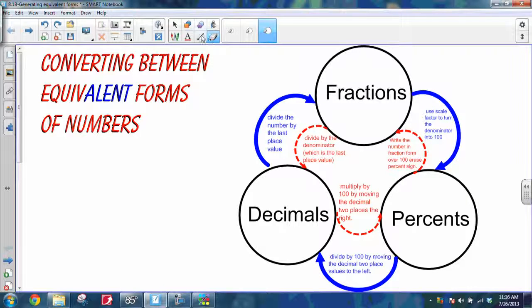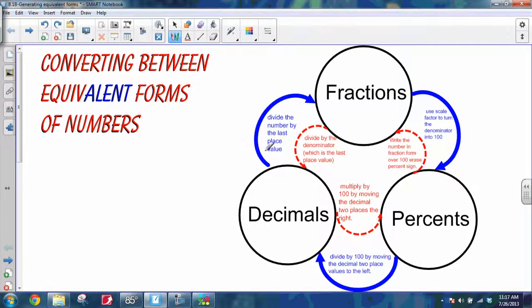The illustration to the right shows the process for converting between the equivalent forms of fractions, percents, and decimals. Memorize the processes by heart so you can convert between the forms of numbers by memory. For now, we'll be referring to this map so you can understand how the illustration is read and how the processes are executed. So let's get started.